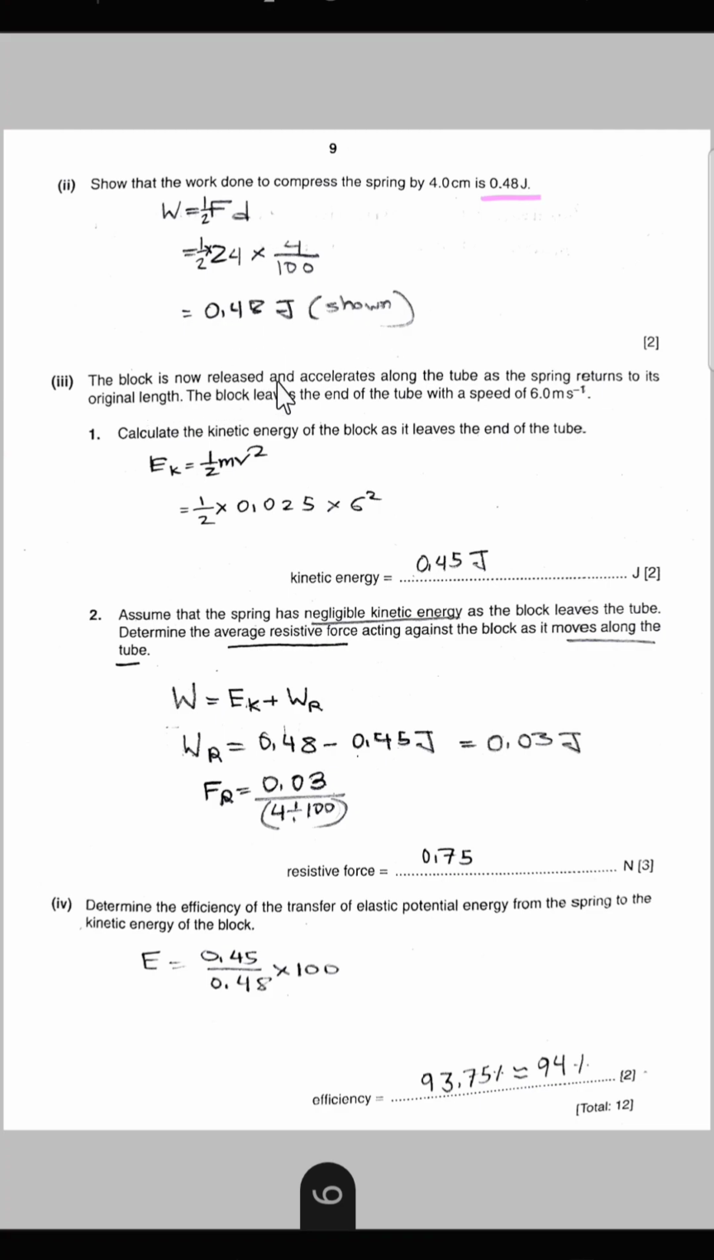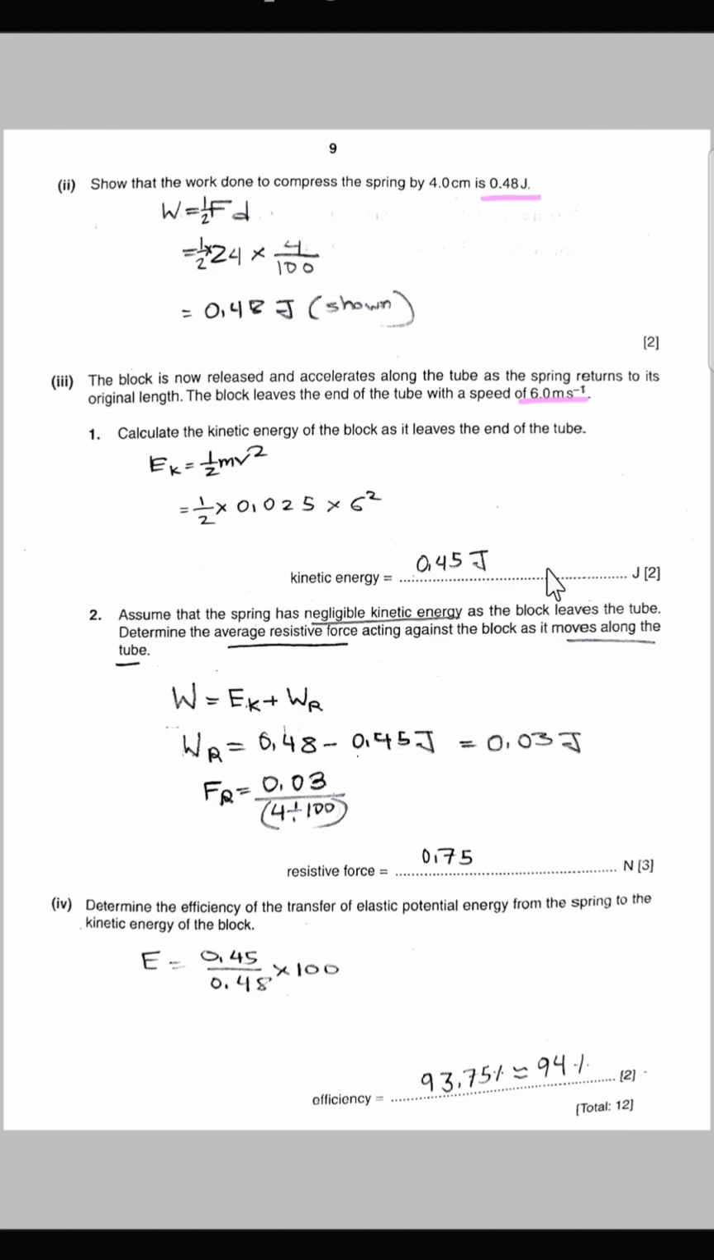The block is now released and it accelerates along the tube as the spring returns to its original length. The block leaves the end of the tube with a speed of 6 meters per second. Calculate the kinetic energy of the block as it leaves the end of the tube. We know that the kinetic energy is equal to half m v squared. So half, the mass of the block is 0.025 and v is 6. So half m v squared is equal to 0.45 joules.